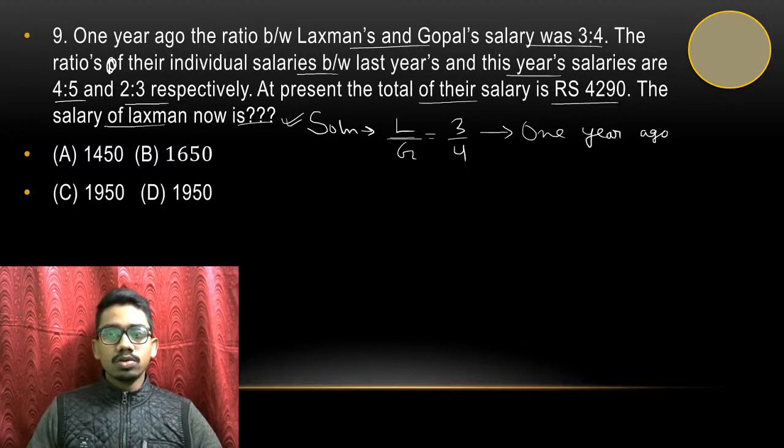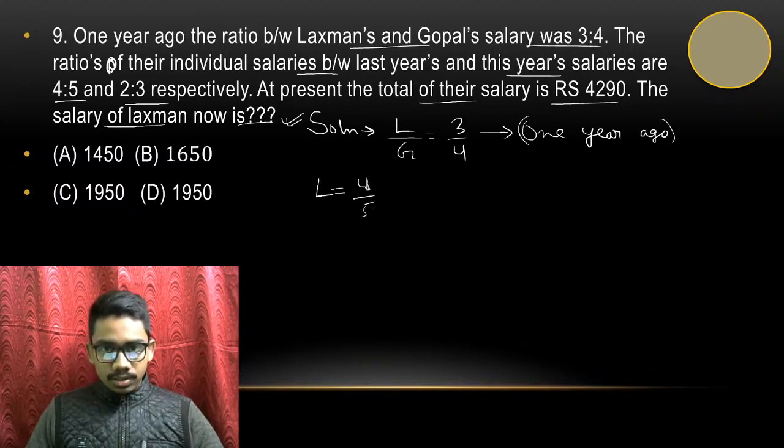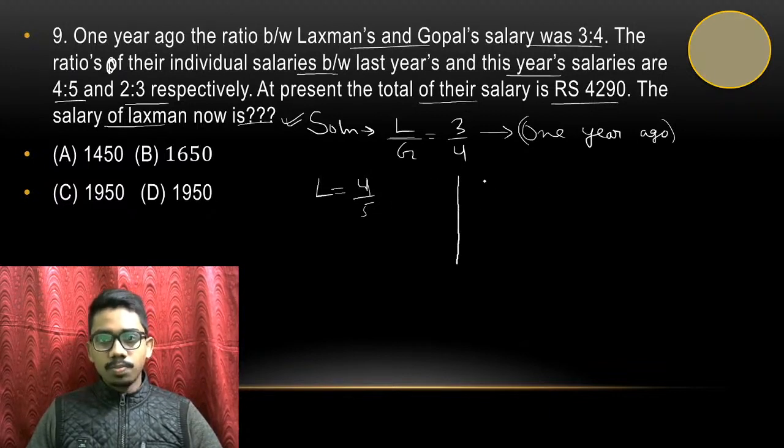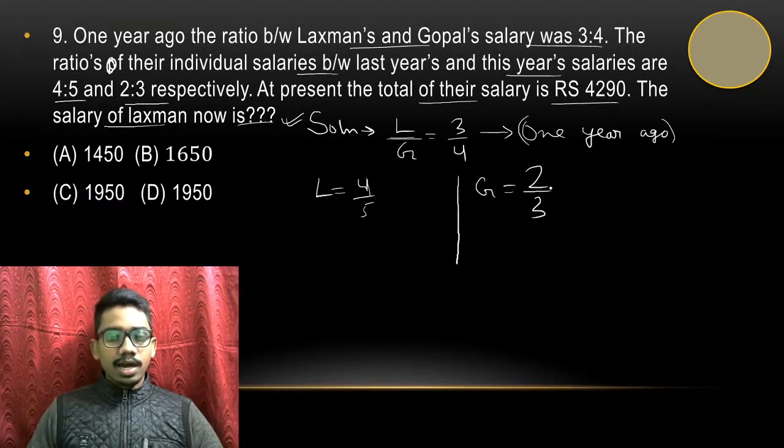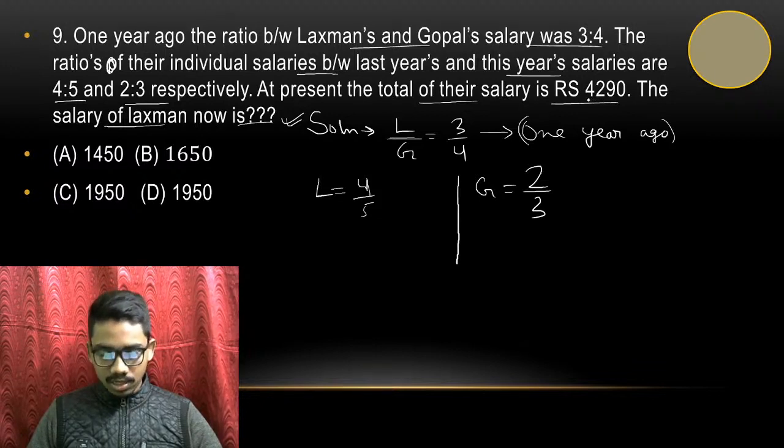Next, the ratio of their individual salaries between last year and this year is 4:5. So for Lakshman, I am writing over here, it is 4:5, last year and this year. And in case of this person, Gopal, I am writing 2/3. And what is given in the question? At present, the total of their salary is 4290.